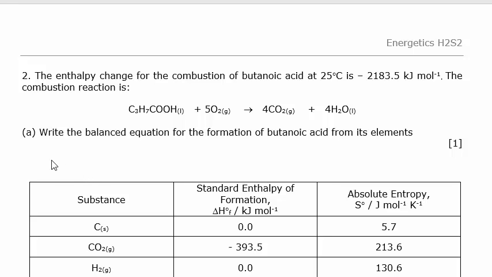Can I be questioned on butanoic acid from about the year 2000? Write a balanced equation for the formation of butanoic acid from its elements.